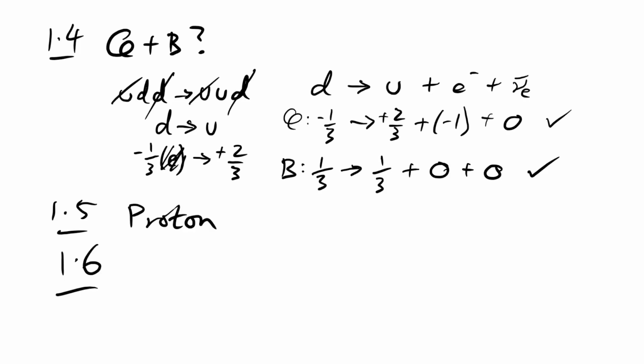So muons are unstable. What does it turn into when it decays? Well, it's a lepton. It's effectively just a heavy electron. So it turns into an electron.